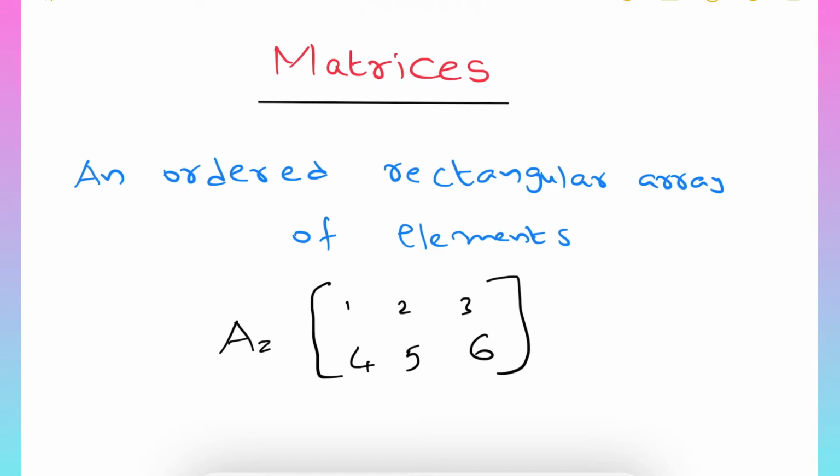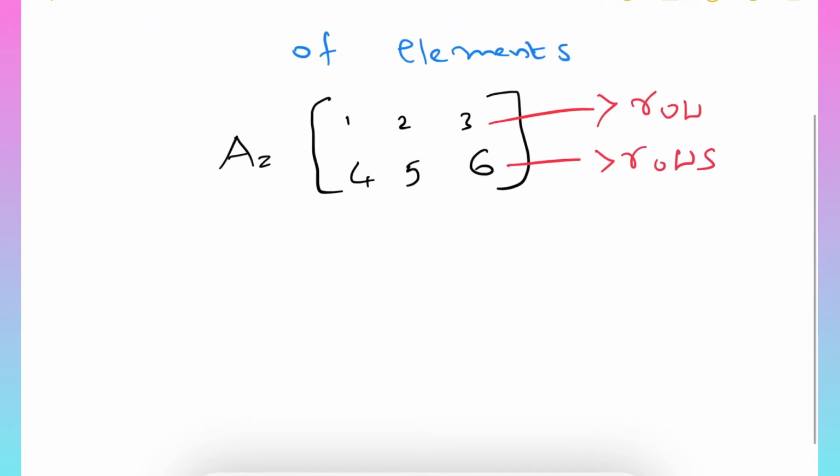As the basic one we know very well, this is a row, this is a row. So in this given matrix, 2 rows are there. Next, this is a column, this is also a column, this is also a column. So in this given matrix, 2 rows and 3 columns are there.